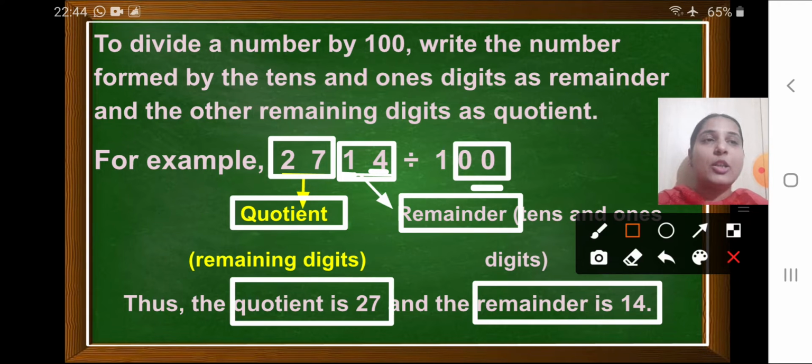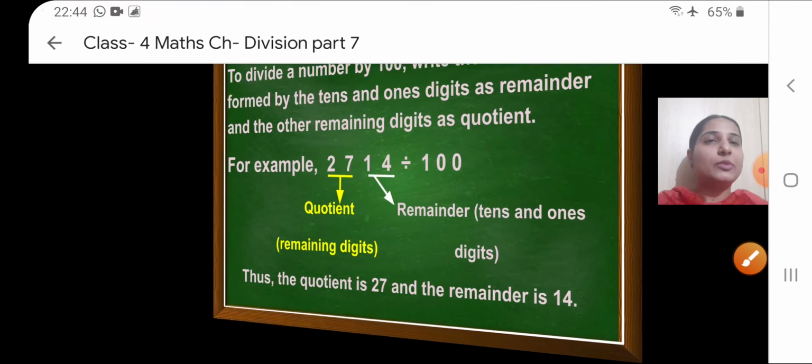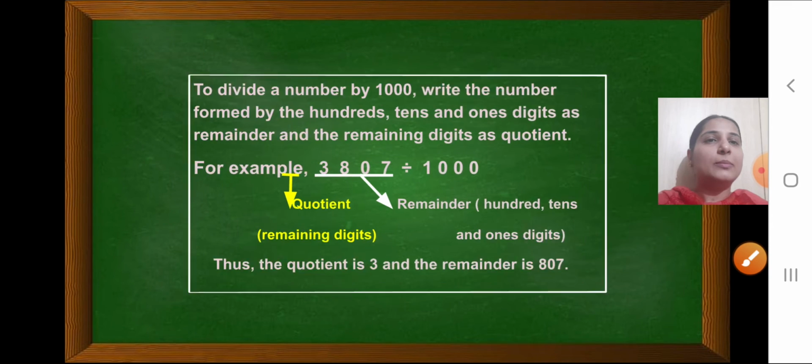So simple it is children, only you have to count the number of zeros followed by 1. After 1 you have to just see the number of zeros and then you will start counting from the ones place of the dividend and move towards the left. So how many zeros are there? 2 zeros. So we will move towards the ones and tens digits and that will be the number which will be our remainder, whereas the remaining digits will be the quotient. Now let's see one more example.